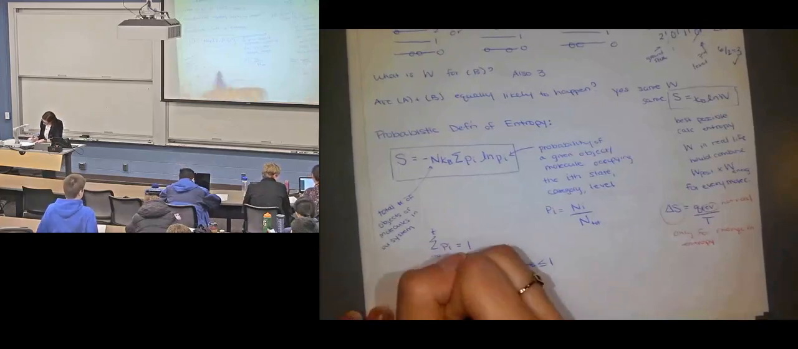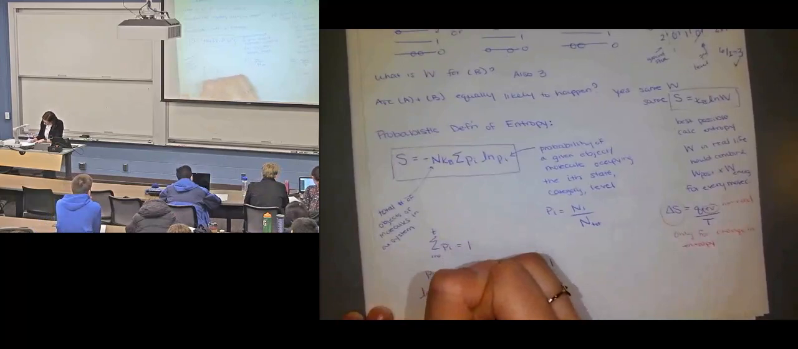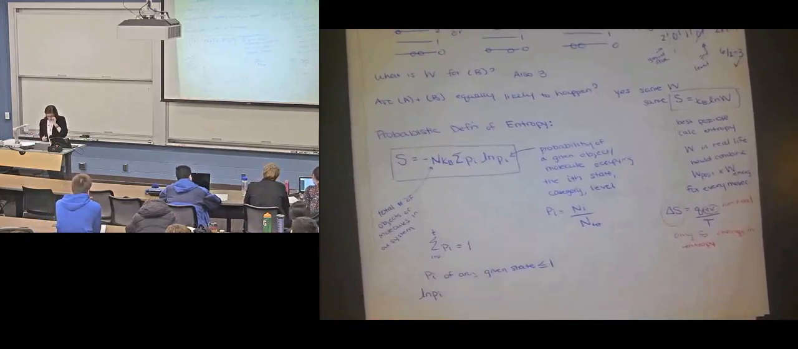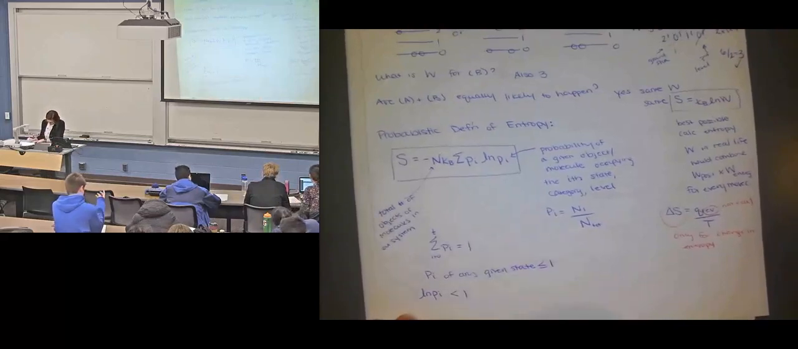So then, if the probability has to be less than 1, what would the natural log of the probability have to be? What's the natural log of a fraction? It's always a negative number, right? This is going to be less than 1. Actually going to be less than 0. I don't know why I wrote it like that. The log of any fraction is negative, okay?